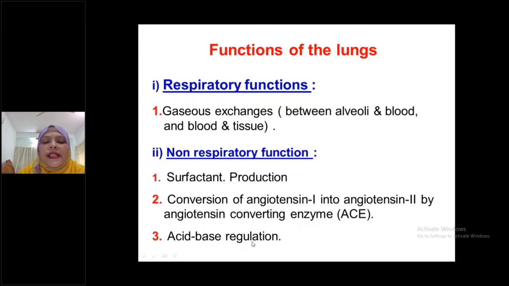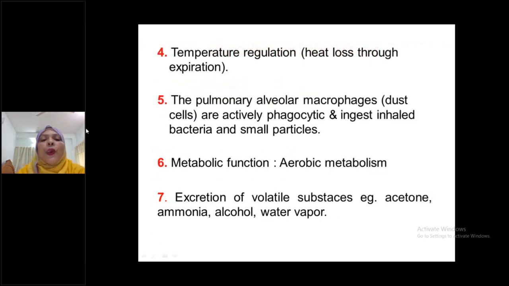Okay, number 3, acid-base regulation. The lungs can cause acid-base regulation because of removal of metabolic waste products, that is carbon dioxide. Number 4, temperature regulation. How? During expiration we can lose heat from our body. In this way temperature regulation of our body is maintained by the lungs, because during expiration evaporation and heat loss occur, that is volatile substances, volatile gases, are removed from our body during expiration.